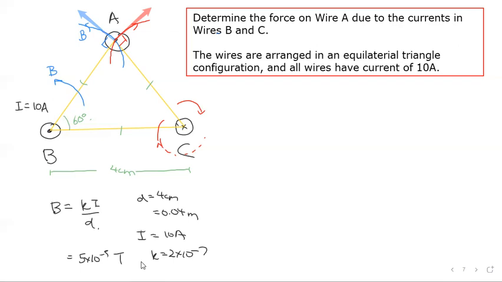Now, importantly, we need to add this up. So we've got B in this direction, which is 5 times 10 to the negative 5. And let's just draw it in our triangle. So we've got a triangle kind of like this.